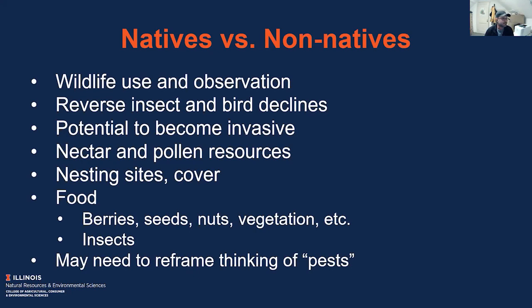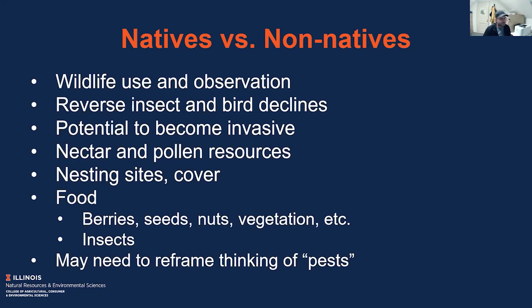Most of you are probably aware of the recent study that showed dramatic declines in bird abundance across North America. This could be one way to improve habitat and help to reverse some of those declines. Of course, non-native species, not all of them, but some of them have potential to become invasive, and we want to avoid that. Native plants are also generally more useful as nectar and pollen resources, more suitable for nesting sites and cover, and a lot of wildlife are adapted to use native resources versus the non-natives.